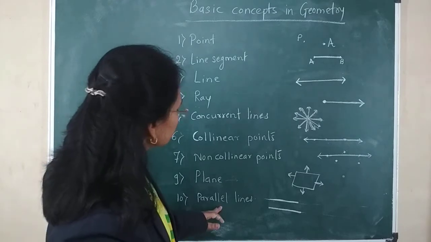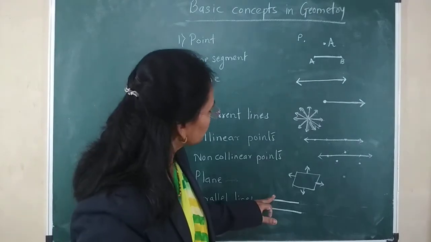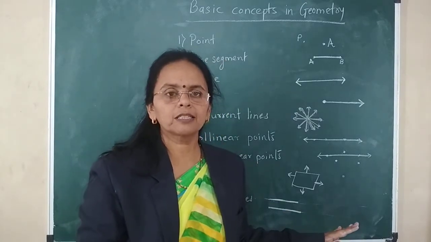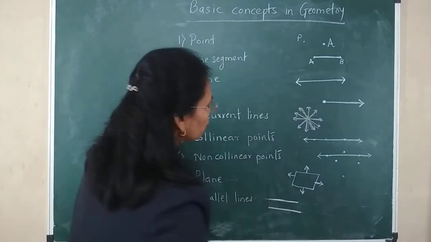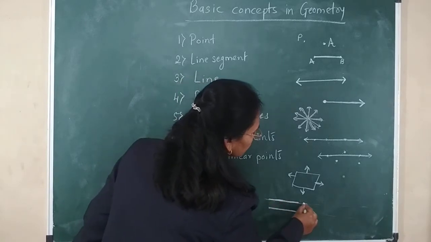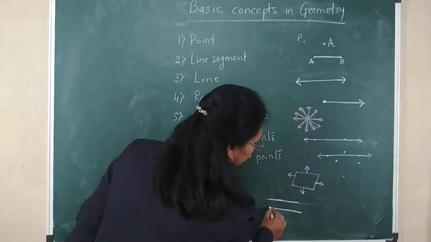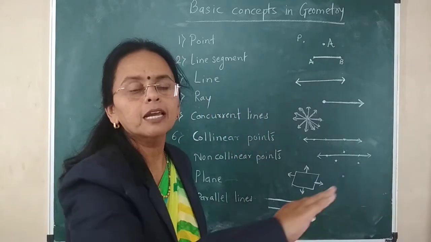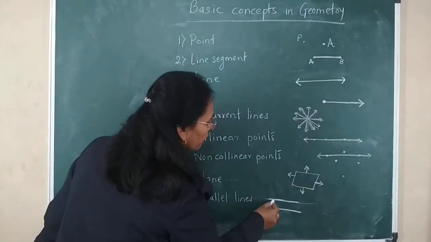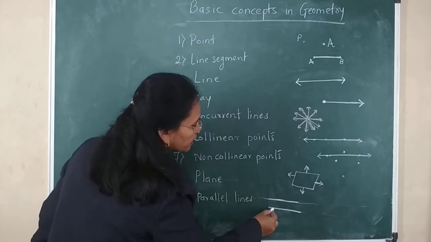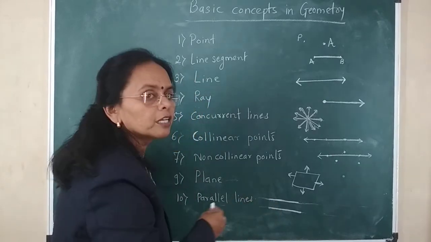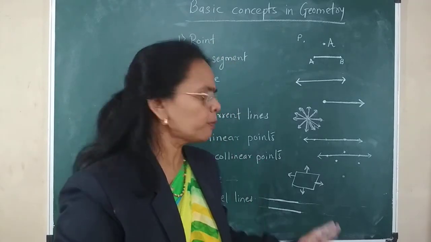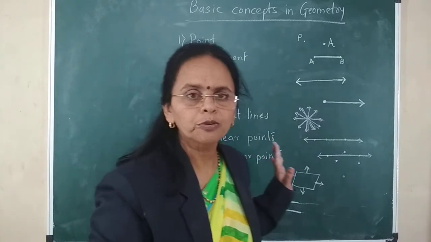Okay. Next, parallel lines. These are two lines that cannot meet each other at any point. If I extend this line further and this line further, both these lines cannot meet at any point. And if I extend this line in this direction and this line in this direction, these lines also don't meet at any point in this direction either.